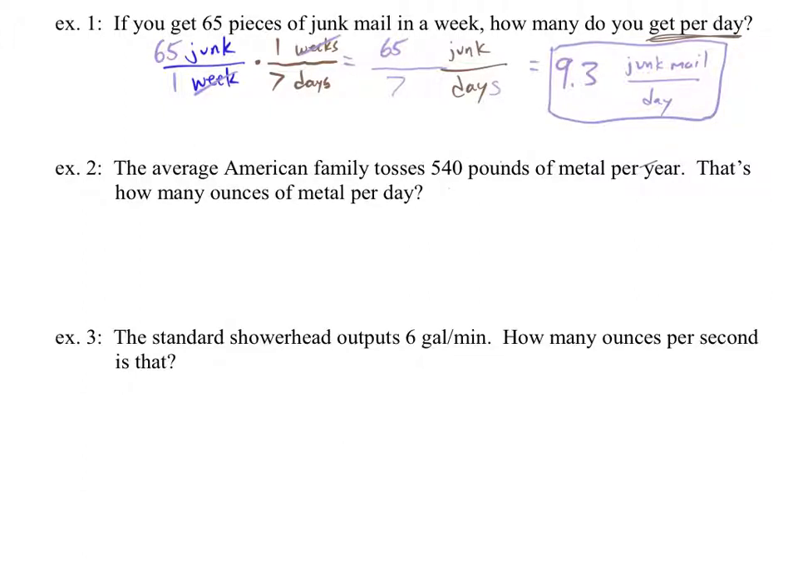All right, the average American family tosses 540 pounds of metal per year. So I could write my fraction as 540 what over what? Pounds of metal per 1 year? That makes more sense. And if you want to write the whole thing out, you could do pounds of metal, something like that. And we want to change this to ounces. I'm going to go way over to the far side. Ounces of metal per day.